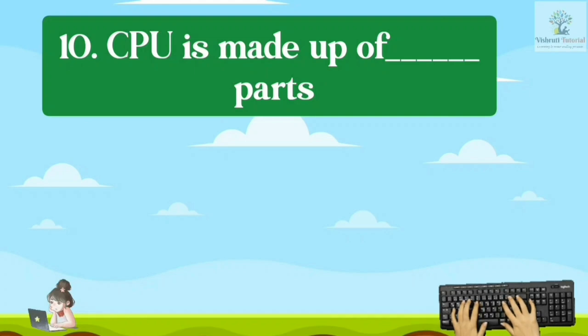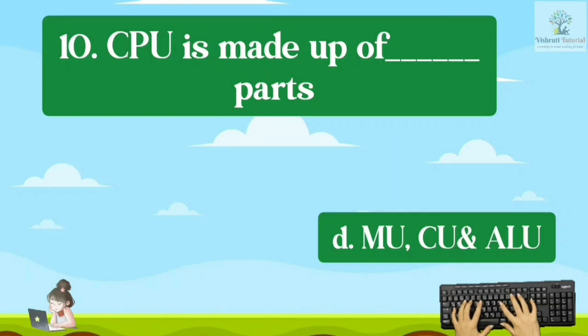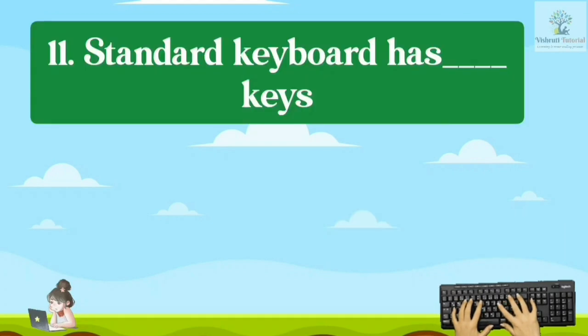Question number 10. CPU is made up of dash parts. Options: A. MU and CU, B. ALU, C. CU and ALU, and D. MU, CU and ALU. And the correct answer is D. MU, CU and ALU. CPU is made up of MU, memory unit, CU, control unit, and ALU, arithmetic logic unit parts.